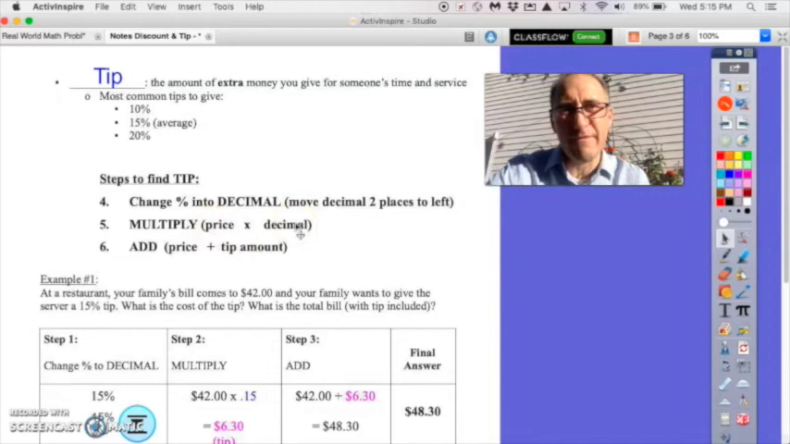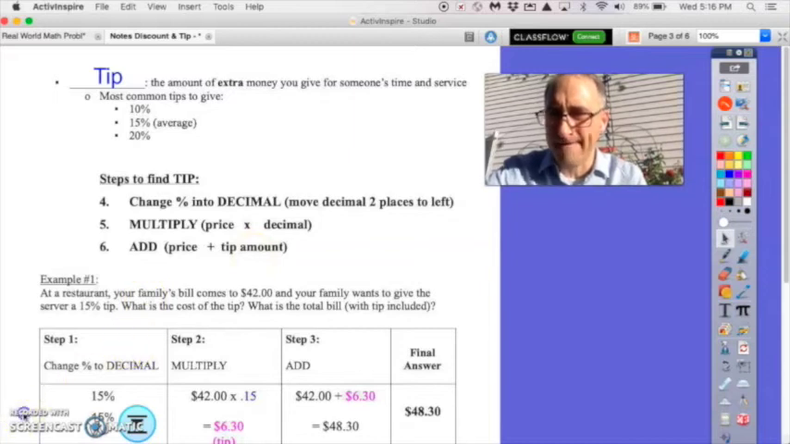But remember, we're giving more money this time, so instead of subtracting, we are going to add. We're going to take our price and add the amount of tip because we're paying more.